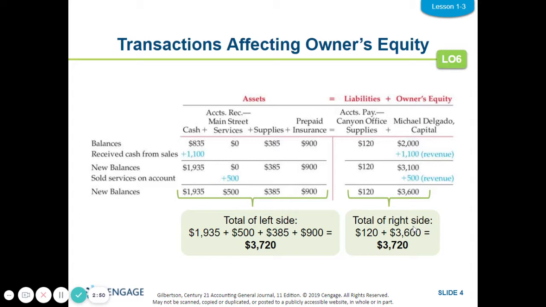So our four rules that we're looking at here. Two accounts affected. So both of these transactions had two accounts that are affected. If the accounts affected are on opposite sides of the accounting equation, which means opposite sides of that equal sign, then they move in the same direction. And so in these two transactions, they both go up. And then our accounting equation stays in balance.